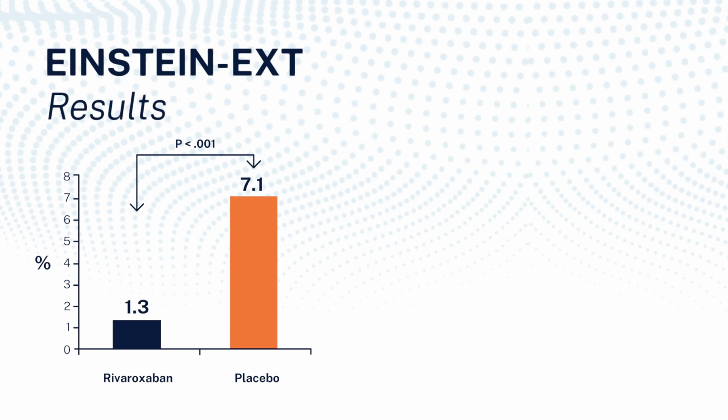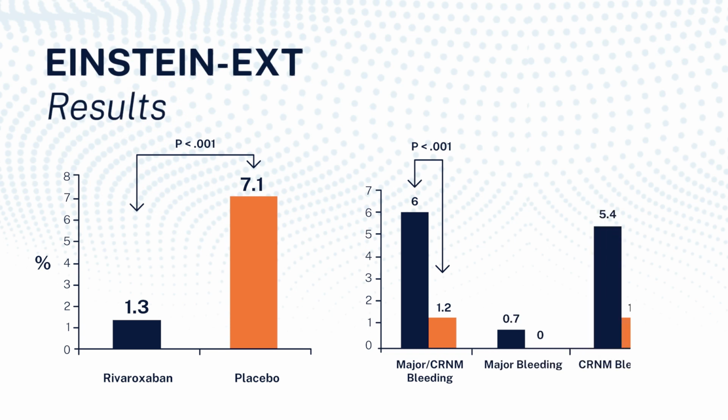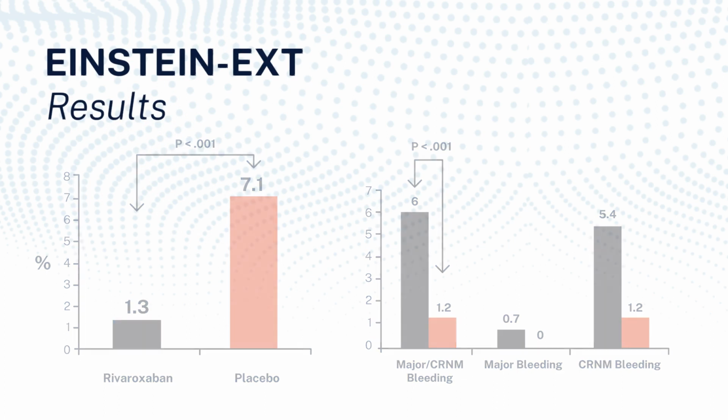Now, the flip side of that is that there is more bleeding. So we see with rivaroxaban, you have an increase in bleeding. About 6% of those patients had either major or clinically relevant non-major bleeding. That's in comparison to the placebo arm, which only had a rate of 1.2%. And the biggest difference really was driven by the clinically relevant non-major bleeding group, where we see a difference of 5.4% in the rivaroxaban arm compared to 1.2% in the placebo arm.